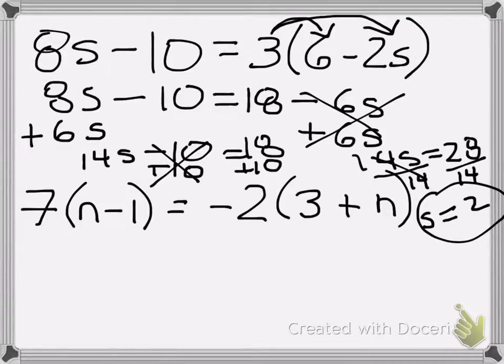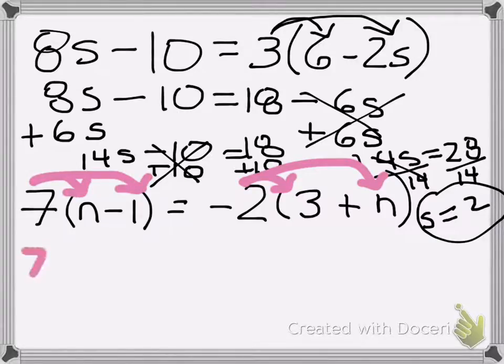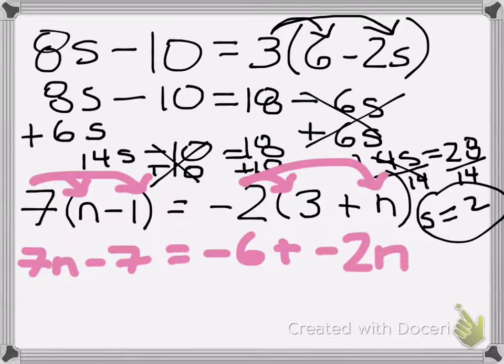And then my next one underneath there, I'll make this a different color. I'm going to distribute again, because I see that I can distribute the negative 2. I can also distribute the 7 on the left side. So I need to rewrite now. I have 7 times n, or 7n, minus 7 times 1, or 7, equals negative 2 times 3, which is negative 6, plus negative 2 times n, negative 2n.